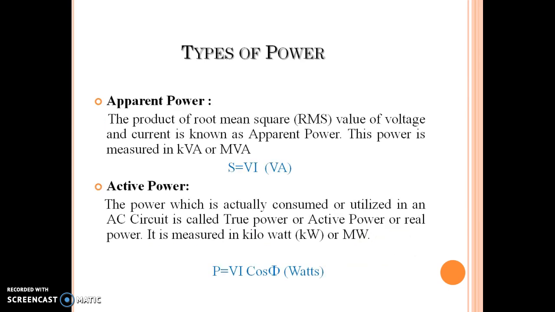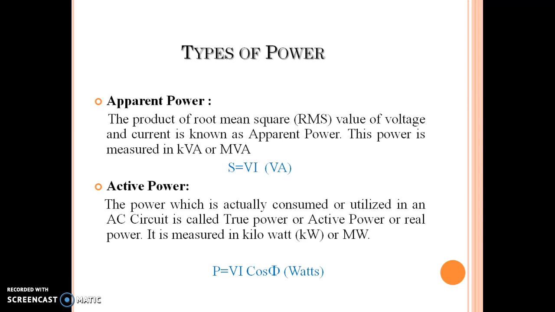Now, there are three types of power in electrical engineering: apparent power, active power and reactive power. The product of root mean square value of voltage and current is known as apparent power. This power is measured in kVA and MVA. S is equal to VI. Unit of apparent power is VA.